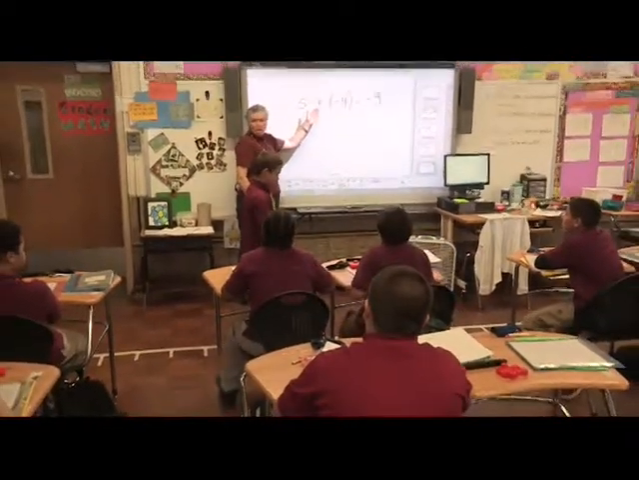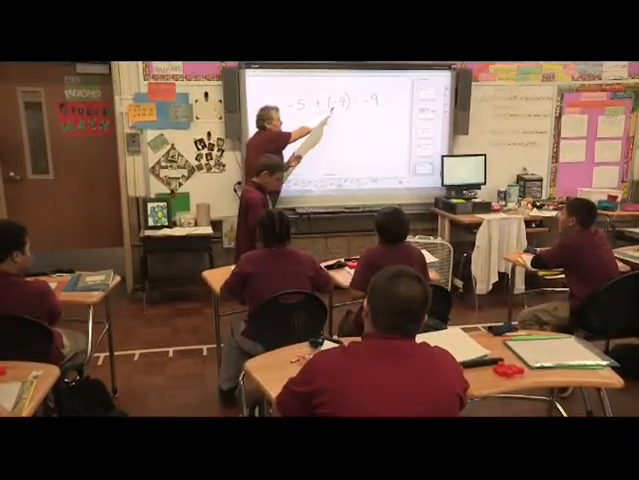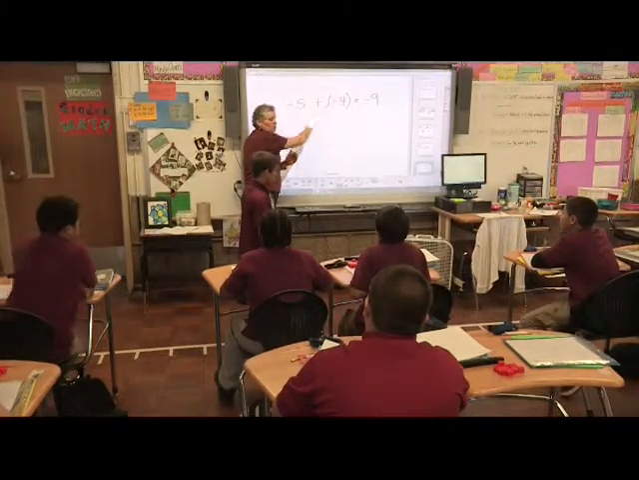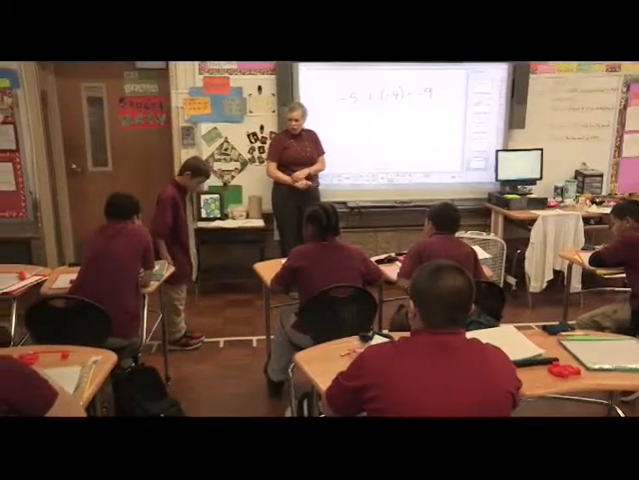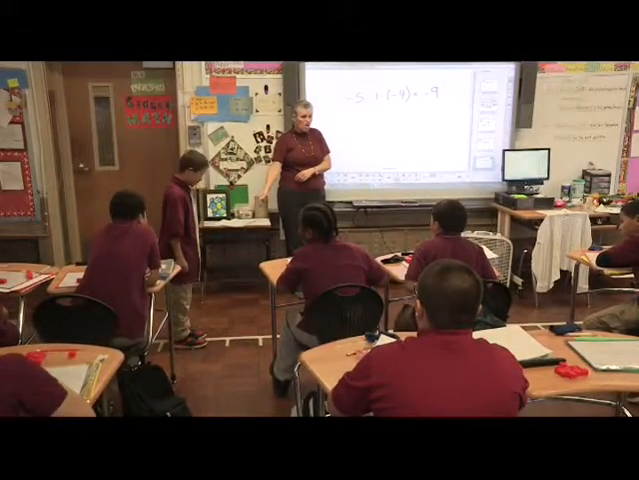This says add and go backwards another 4. Could you go back another 4? 1, 2, 3, 4. And where did you end up? Negative 9. Thank you.